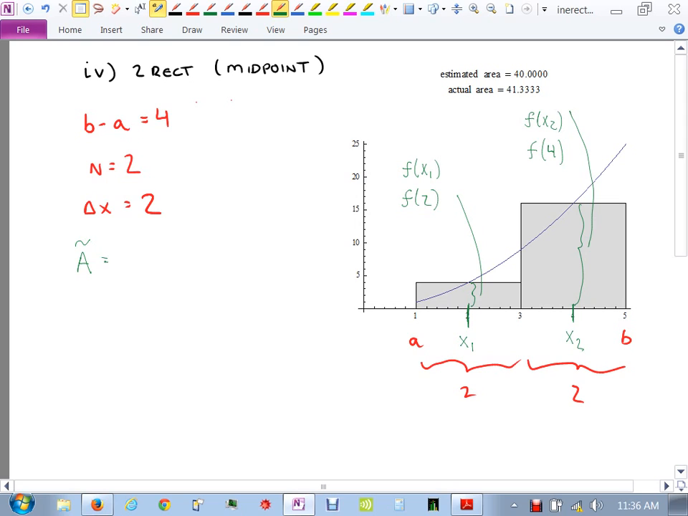A tilde would be area of rectangle 1 plus area of rectangle 2. What are those? Am I going too fast? The speed's okay? Area of rectangle 1 is f of 2 times delta x, which is 2, plus area of rectangle 2, which is f of 4 times delta x, which is 2. F of 2 is 4. 4 times 2 is 8. Plus f of 4 is 16, times 2 is 32. Our estimate is 40, and it matches.